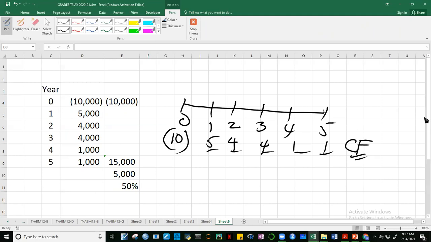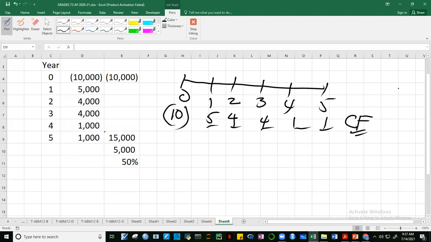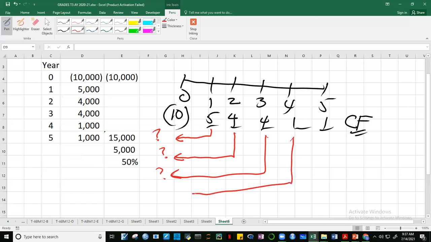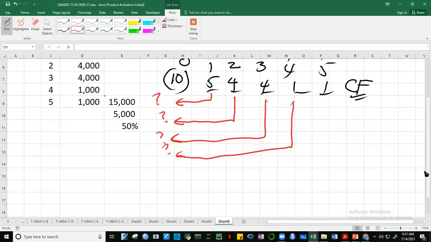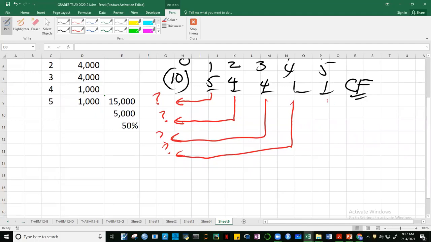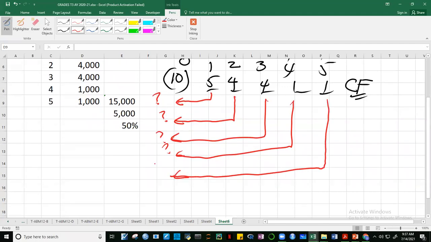So the answer here, guys, is that in order to determine whether this project is feasible, you will have to convert these cash flows into one similar time frame. What's usually done is that this year 5 cash flow, we can convert it. How much is its value now? The cash flow at year 2, how much is it now? And this one, how much is it now? And also this 1,000 after 5 years, how much is it now?